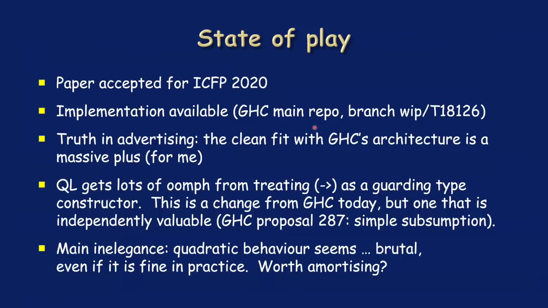There is a lot of mileage gained from treating arrow as a guarding type constructor, and that is a change from GHC today, but it's actually one that is independently valuable. Indeed, the GHC steering committee has already adopted it for independent reasons, quite separate from quick look. And last thing, just to say, the thing I'm least happy about really is this business about quick looking deeply inside arguments. It seems a bit brutal, and maybe we'll figure out a better way of doing this, or maybe it's fine. I don't know. But I just want to again be clear. It's probably the least elegant piece of this whole piece of work.